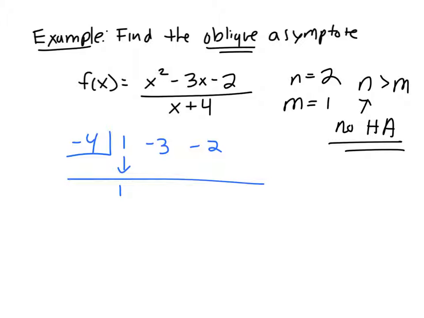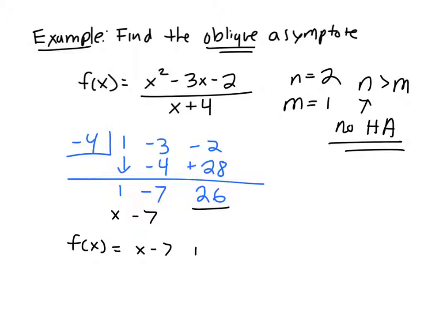So drop the 1, and then negative 4 times 1 is negative 4. Add those two and you get negative 7. Then negative 4 times negative 7 is positive 28. Let's add those two, and you get 26. So this synthetic division result is 1x minus 7, and then this is the remainder. So f of x can be rewritten as x minus 7 plus 26 over x plus 4.